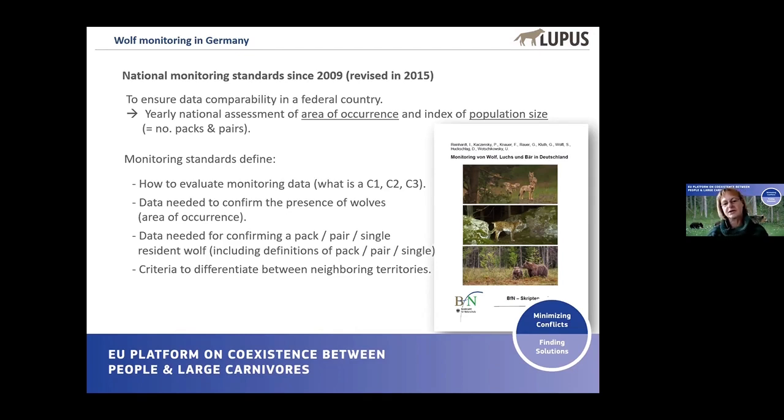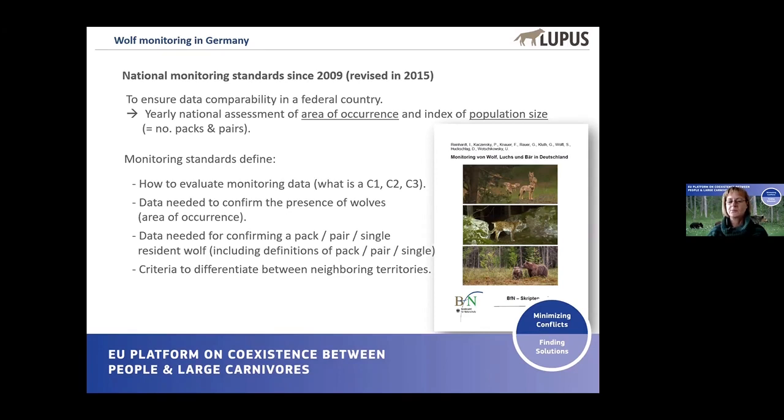And what becomes more and more important while the population is breeding, we have strict criteria how to differentiate between neighboring territories. And the aim is that we have a yearly, so far we have really a yearly assessment of the area of occurrence, so where we have wolves in Germany, and a yearly assessment of the population size in form of an index.